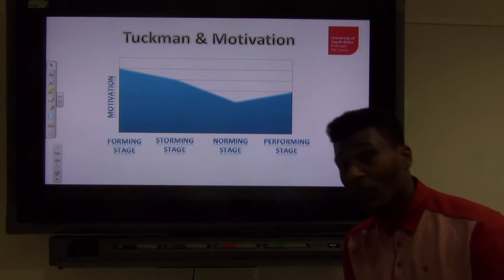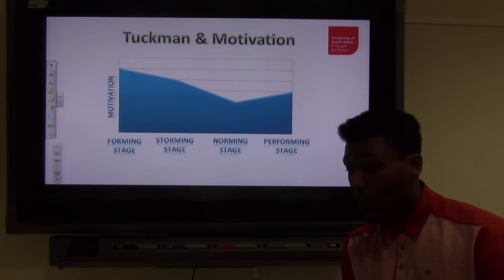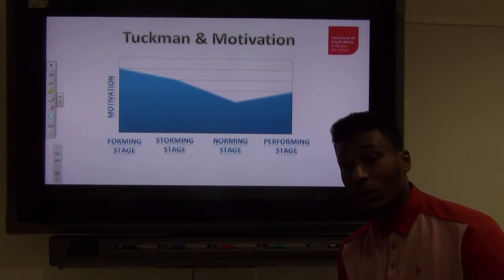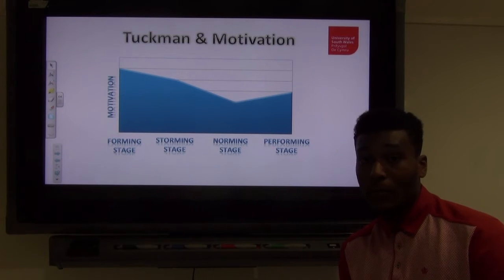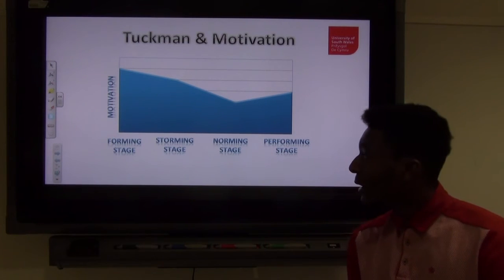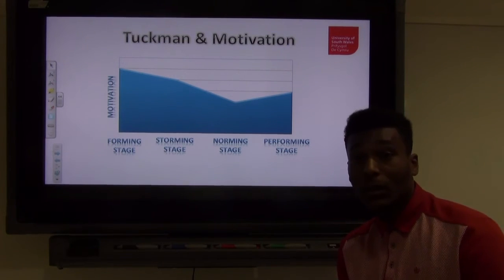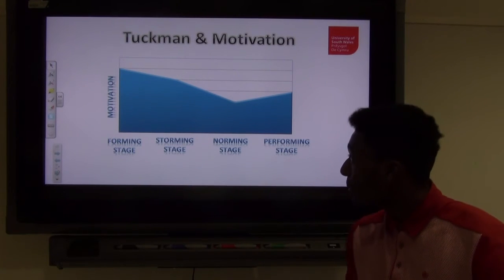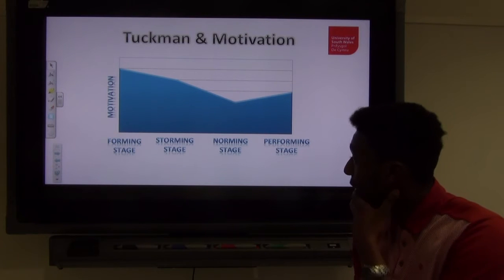During the forming stage, the level of motivation was really high, as we were still forming as a group, and we had no idea about the roles we were going to do, or the difficulty of the work. So we were quite highly motivated and ready to do the work, and excited to see what was in store for us.